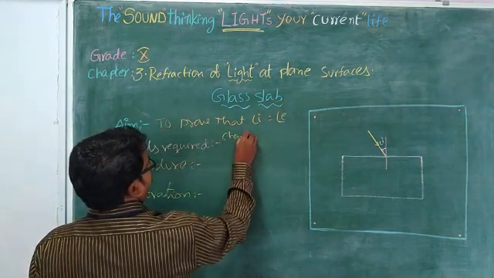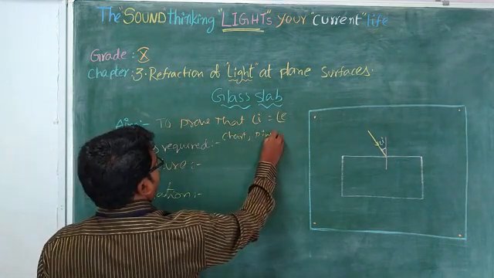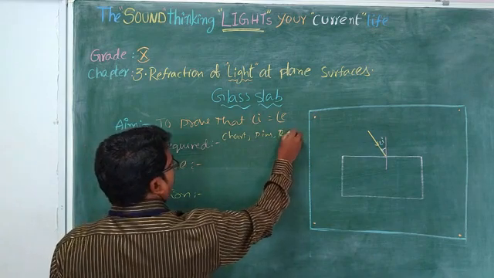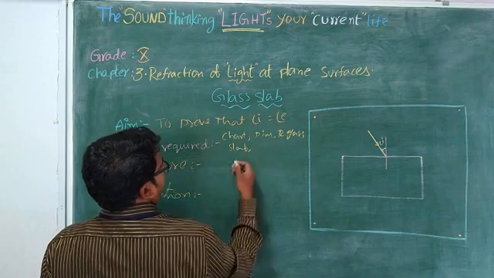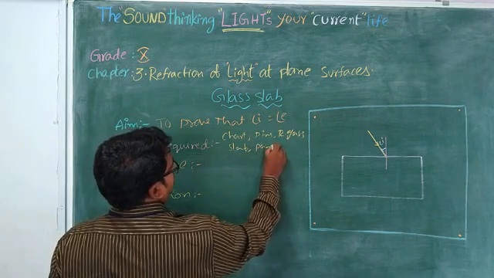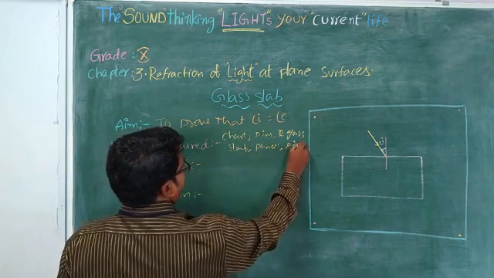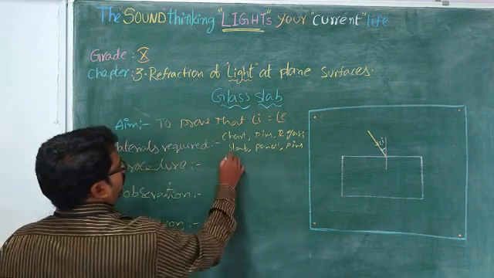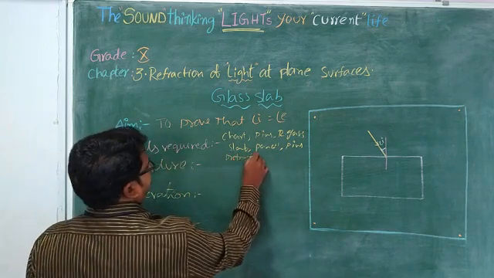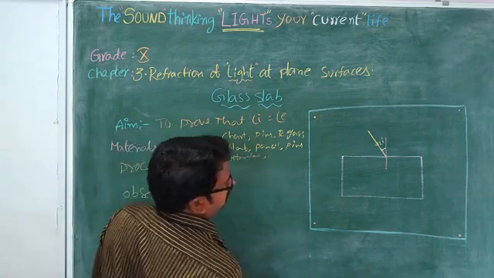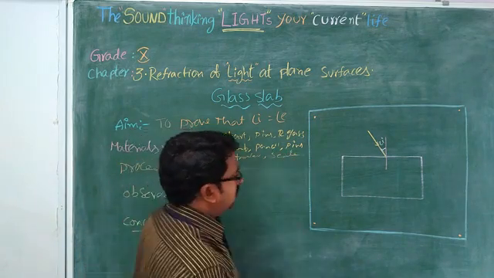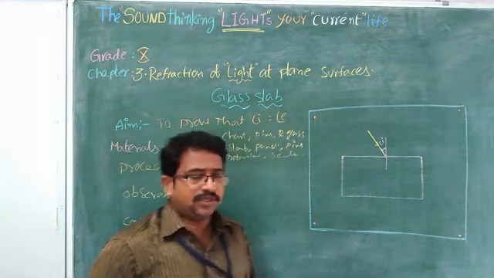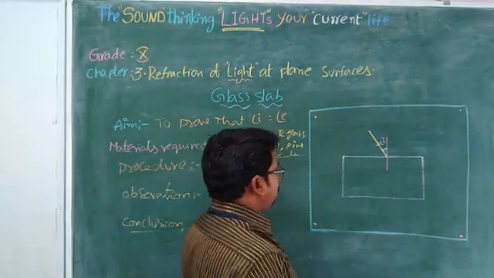Chart we need, pressing pins we need, rectangular glass slab we need, pencil, pins, protractor, and of course a scale. These are our requirements. Now, let us see the procedure.